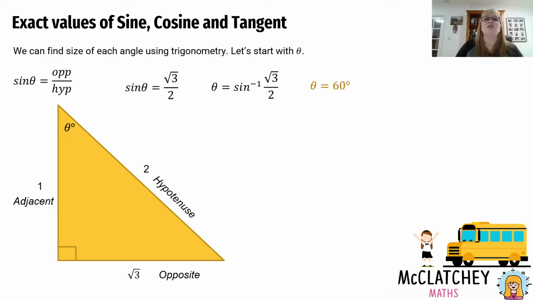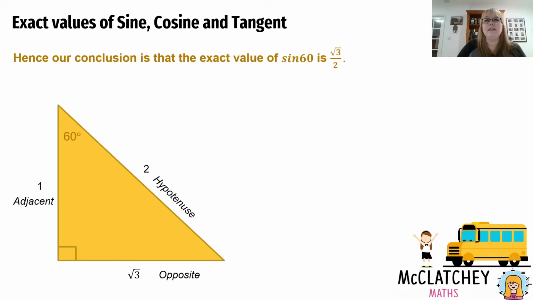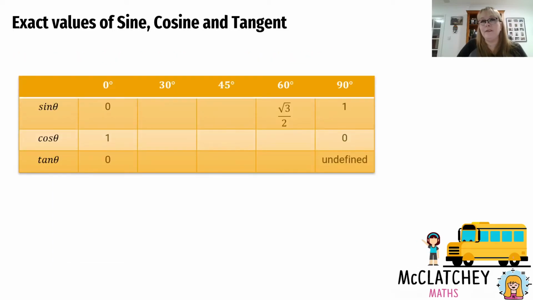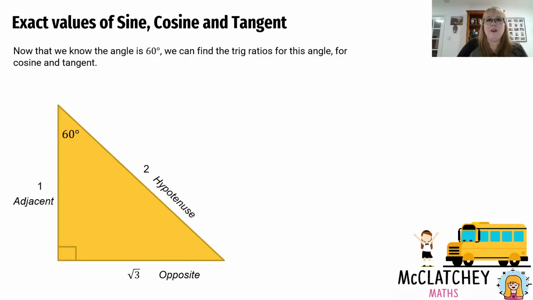So we've just used this triangle to derive the exact value. Our conclusion is that sine 60 is root 3 on 2. So we can pop that into our table. Okay, now we know that is for sine.